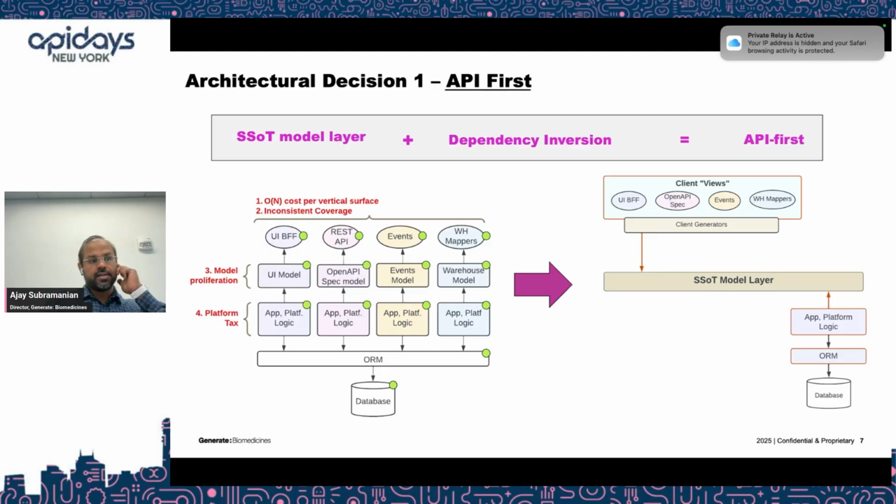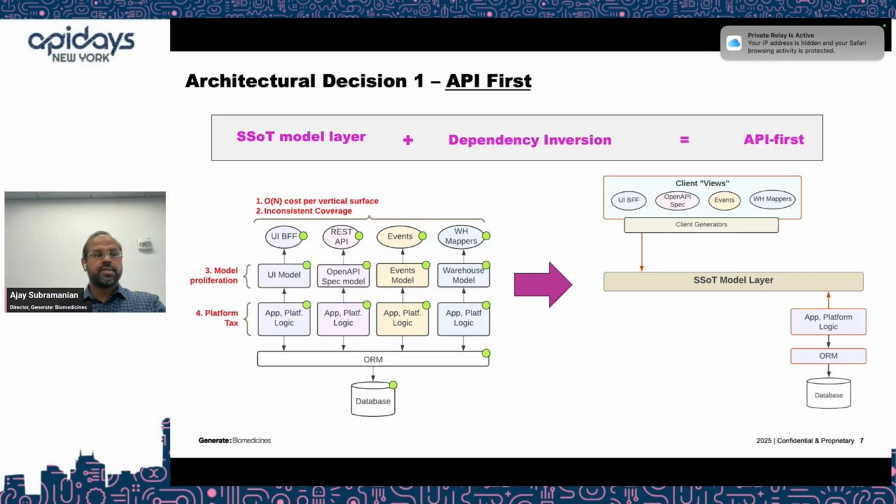Next up, dependency inversion. This is a very important architectural concept. It is the D in SOLID. It's a powerful principle that says high-level modules should not depend directly on low-level modules. Both should depend on abstractions. Abstractions should not depend on details. Details should depend on abstractions.